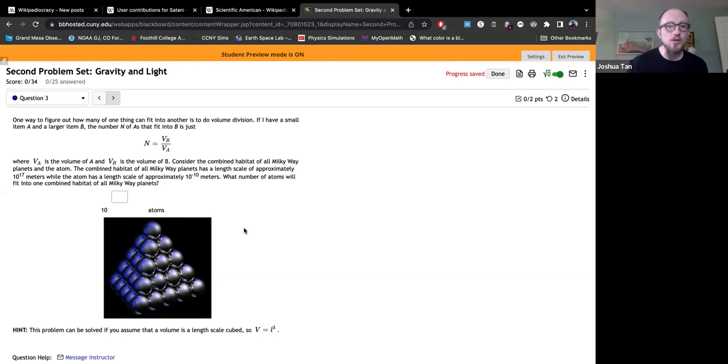In this case, we're going to try to fit a certain number of atoms in the habitat of all Milky Way planets. In other words, the locations where people or life might be able to survive on planets all across the Milky Way. If you imagine that as a certain space, how many atoms could you fit in that space? That's what we're going to answer here.